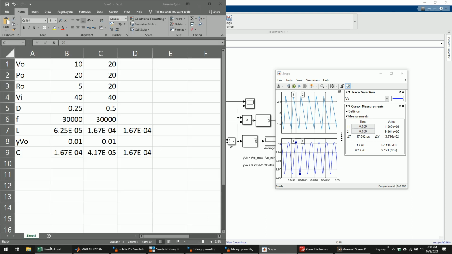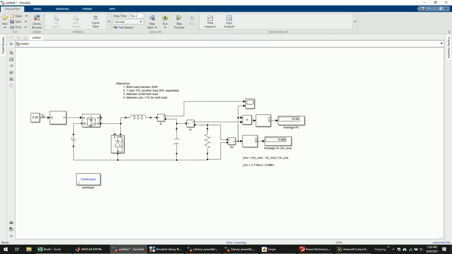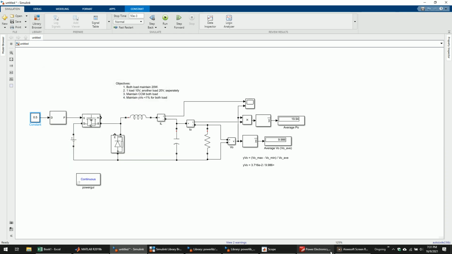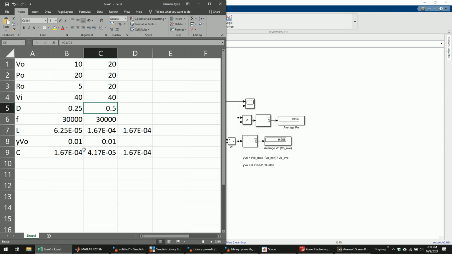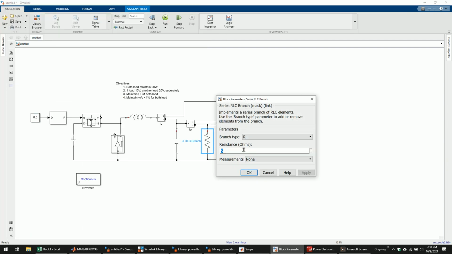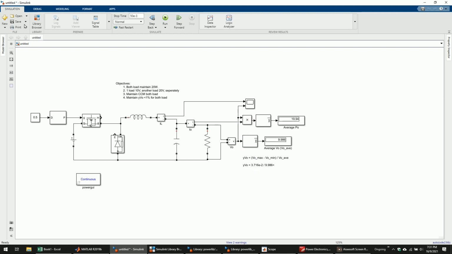Now you already obtained the first load. Now you have to change to the second load. For the second load, of course, the capacitor and inductor you cannot change. You have to make sure you choose the highest one. But the duty cycle and the output resistance change: the duty cycle to 0.5, and the resistance is 20. So change the resistance to 20, and then you run it again. Make sure you save before you run.